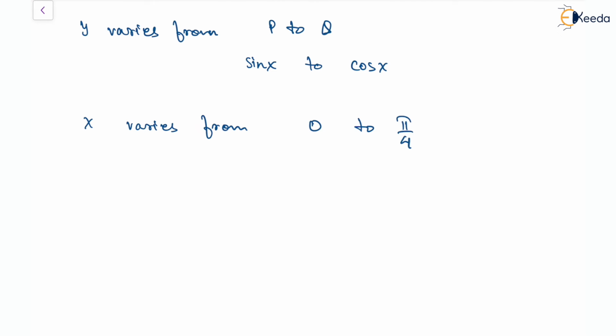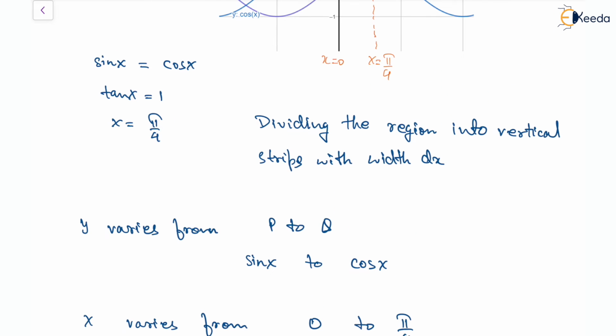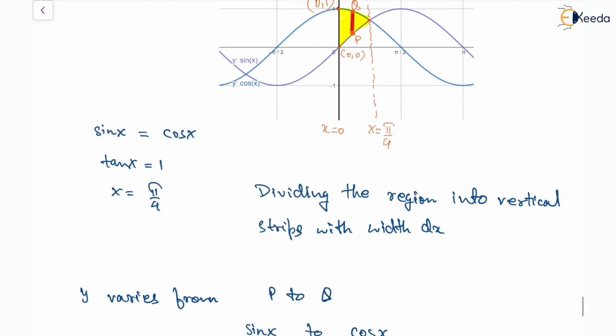We cannot keep 45 degrees because we are talking in numbers, not in degrees. So we need to put the value in radians. 45 degrees in radians is pi by 4, so we'll use pi by 4 here. With the limits, the area required will be given by the double integration, x equal to 0 to pi by 4 and y from sin x to cos x, dy dx. First, integrating in terms of y, putting the limits, then whatever result comes, integrating in terms of x, putting the limits, and that's it. That will be the area for our bounded region.